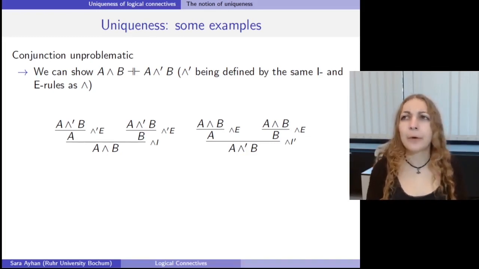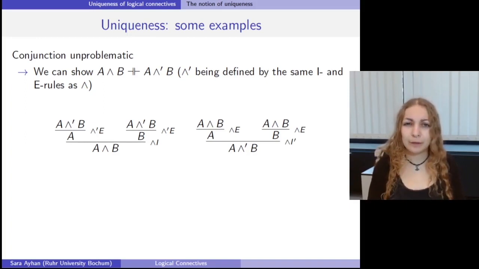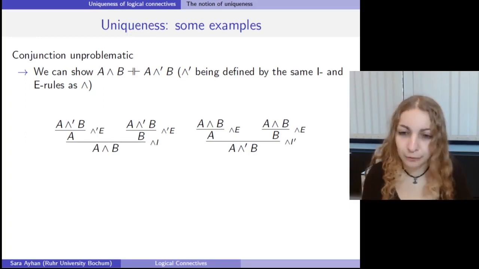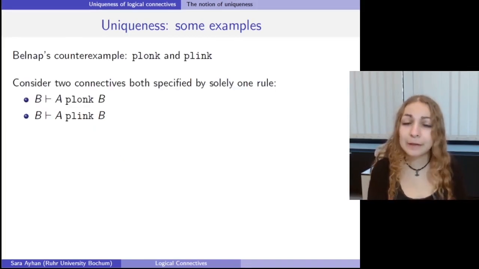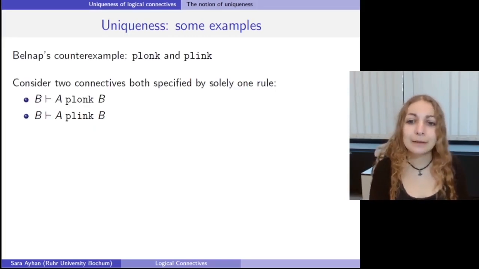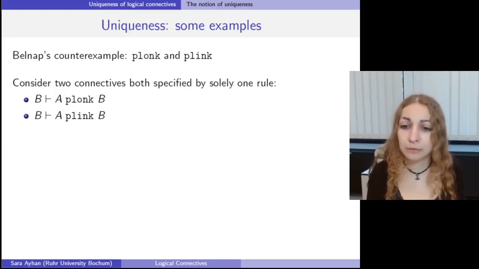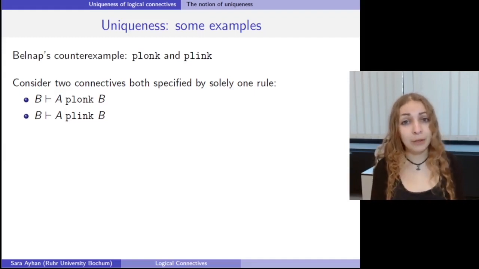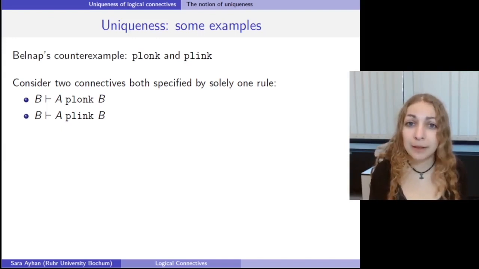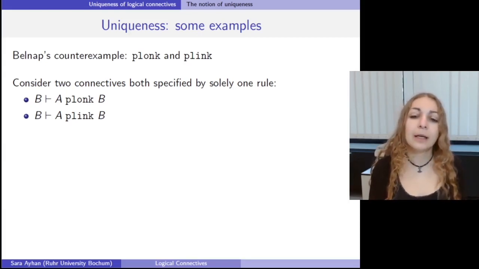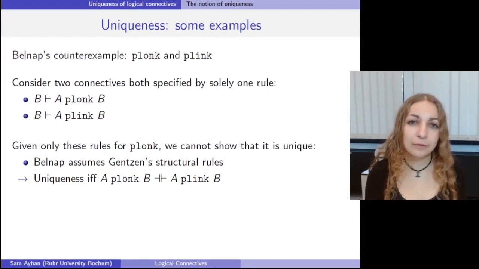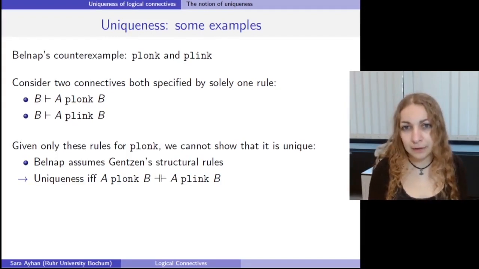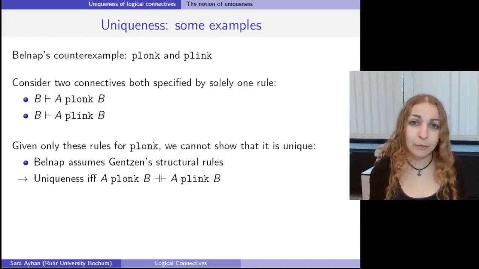So you may wonder by now, okay, I can't really imagine a connective where it's not unproblematic. Let me show you an example. So this is Belnap's original counterexample to uniqueness. He says, okay, let's consider a connective Plonk, which is specified by just one rule, namely that from B we can derive A Plonk B, and a copycat connective Plink, which is governed by exactly the same rule. So from B we can derive A Plink B. And the thing is, given only these rules for Plonk, we cannot show that it is unique, at least not if we assume what Belnap does.